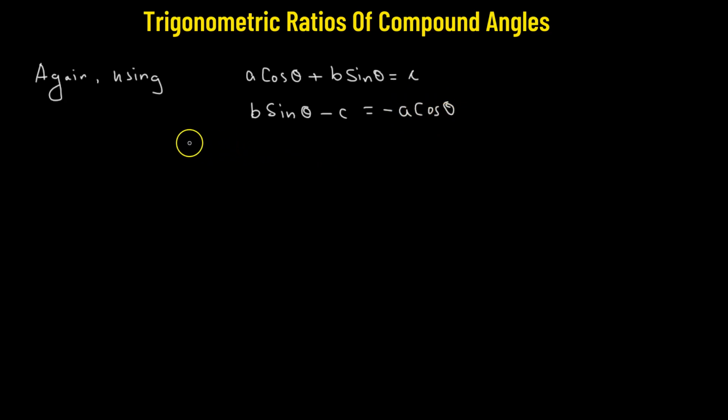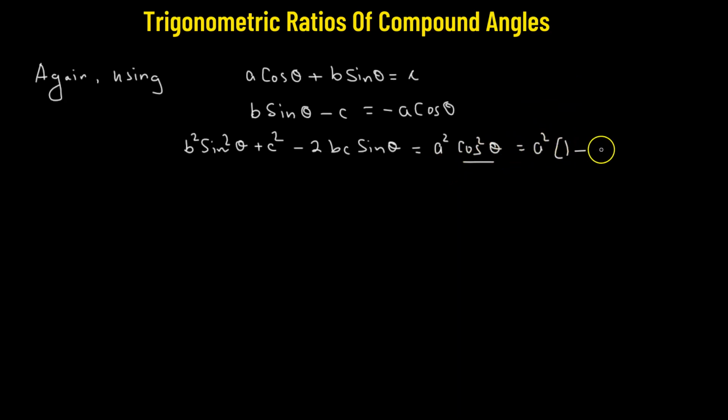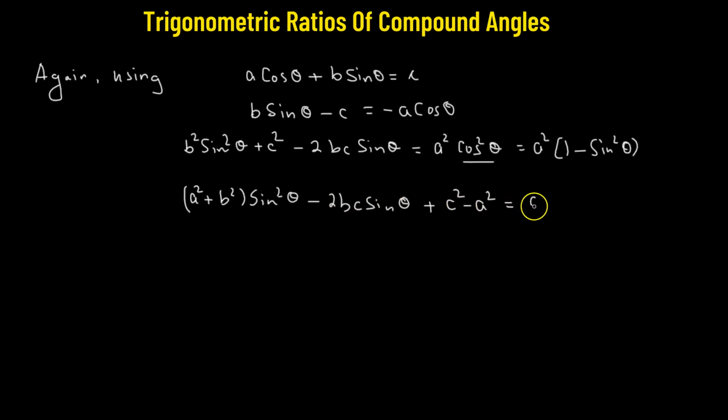Then squaring both sides is going to give us b squared sine squared theta plus c squared minus 2bc times sine theta, and negative a cosine theta squared will become a squared cosine squared theta. We will replace this cosine squared theta with 1 minus sine squared theta, so we get a squared multiplied by 1 minus sine squared theta. If we rearrange this equation, we get a squared plus b squared multiplied by sine squared theta, then negative 2bc sine theta, and the constant term will be c squared minus a squared, and this will be equal to 0.